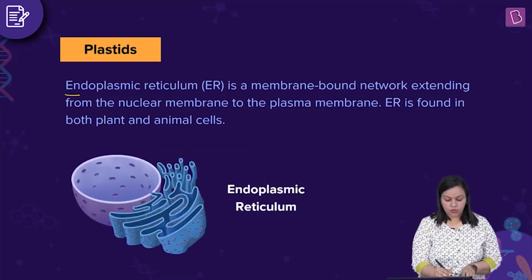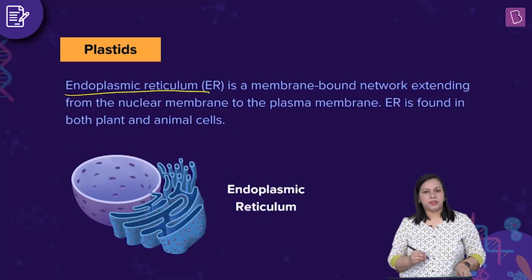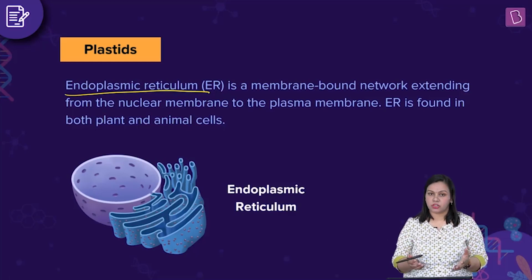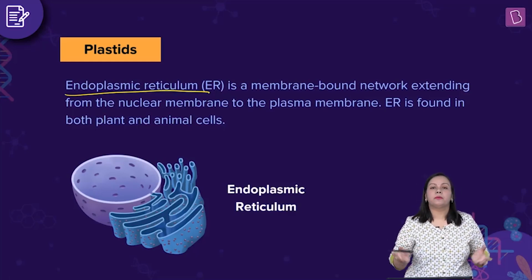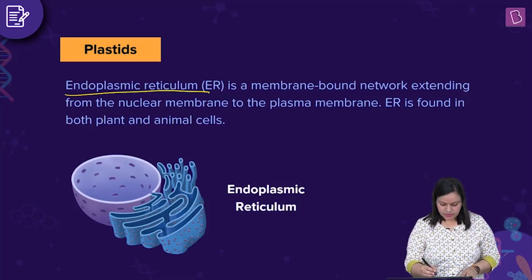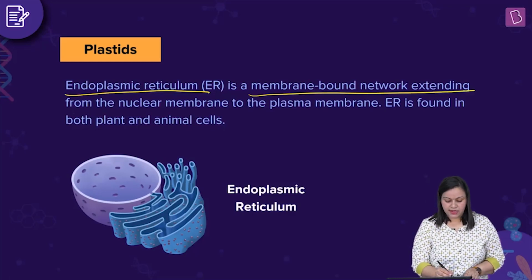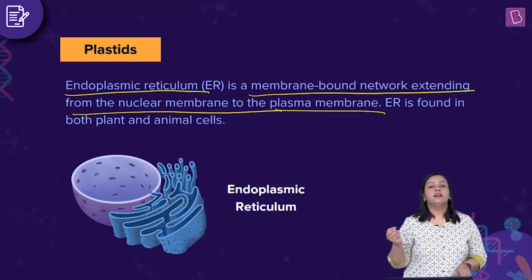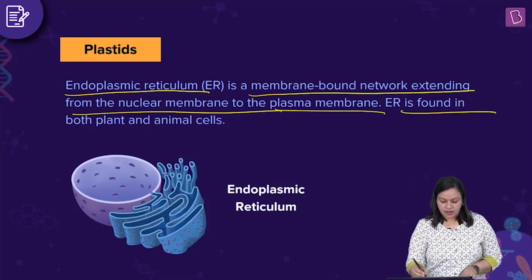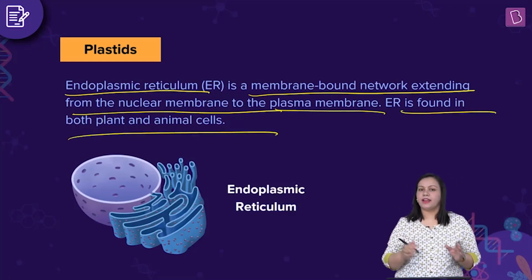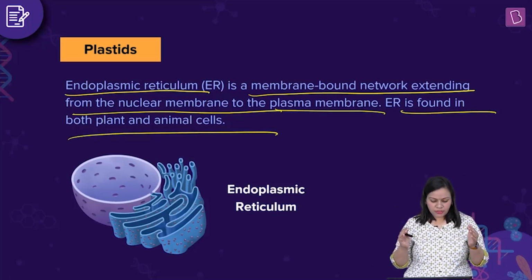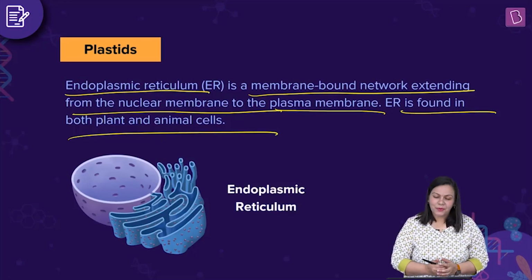Then was the option of endoplasmic reticulum, which was given in the question. Endoplasmic reticulum is once again a membranous structure which arises from the outer membrane of the nucleus. It's a membrane bound network extending from the nuclear membrane, like I just specified, almost towards the plasma membrane. This ER is found in both plant cells and animal cells, and it can be in the form of smooth or rough. So I hope with this you have understood this question very well.